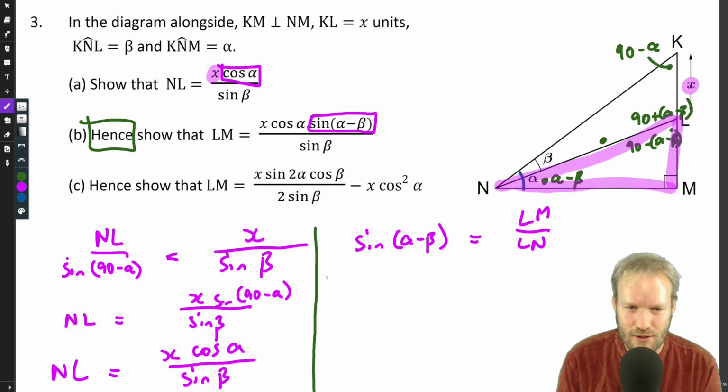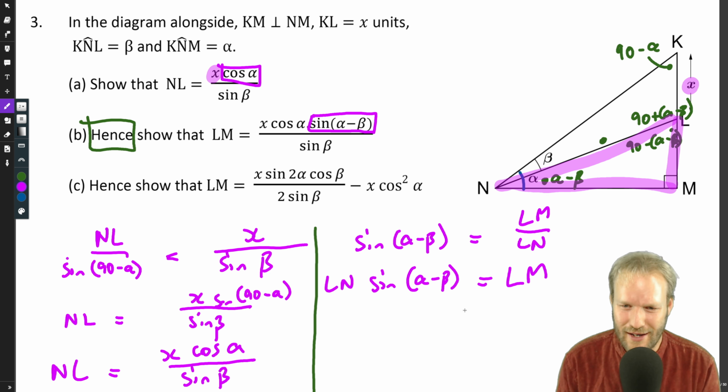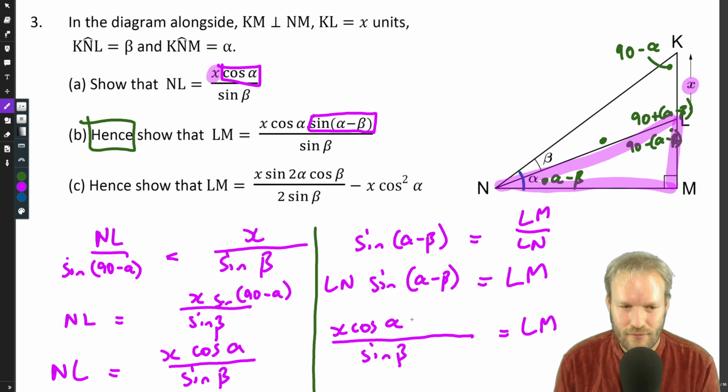What you noticed I did before was I've always manipulated this equation while it's quite simple. So there we go. LM's now the subject of the formula. And now we can just substitute LN or NL, that's the same thing, and go, well, LM equals LN or NL, which is x cos alpha over sine beta, I'm just copying the one from the left there, and we're multiplying that by sine alpha minus beta. Okay, well, that's quite useful.